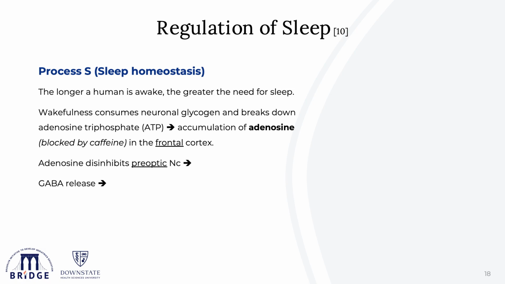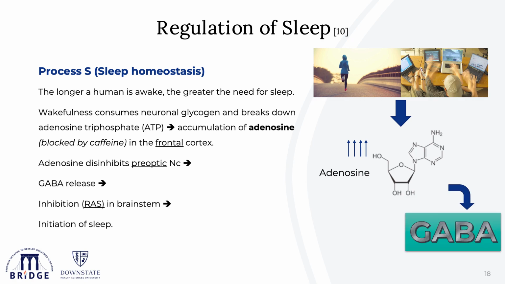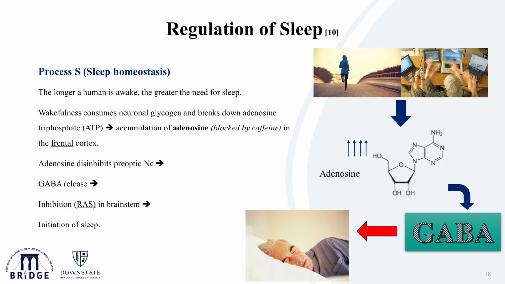This accumulation disinhibits the preoptic nucleus of the brain, which causes GABA release, and you know the rest. It inhibits the reticular activating system, causing initiation of sleep. So one more time. You exert physical effort, you do social activity, you do a lot of mental processes during the day using your brain. That consumes a lot of ATP, causing the buildup of adenosine in the brain, causing the release of GABA, and the GABA initiates sleep.